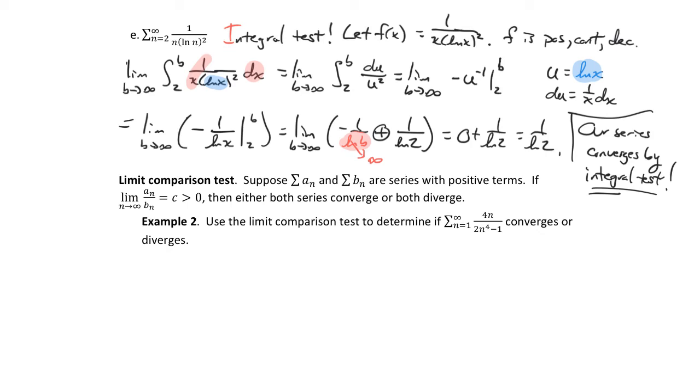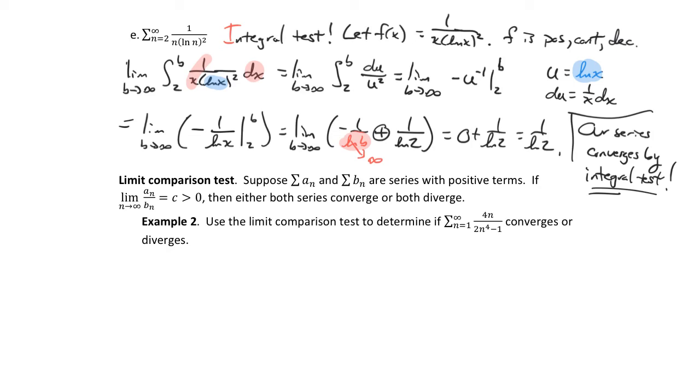So how does this work? We're given a sub n. We choose b sub n so it looks kind of like a sub n. We also choose b sub n to be a series whose convergence is known. I know it converges or I know it diverges. Then we take the ratio of the terms, drop off the sums, and look at the limit as n goes to infinity of that. If it equals some number c, which is a positive value, they both converge or diverge.